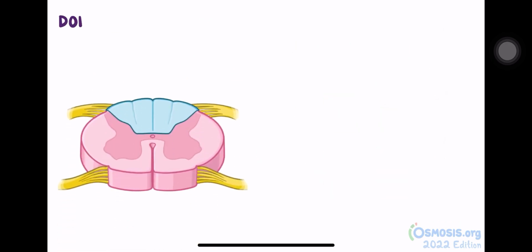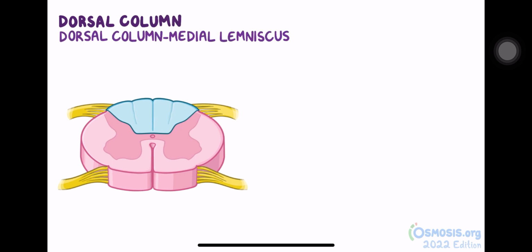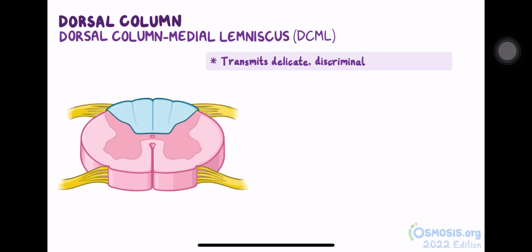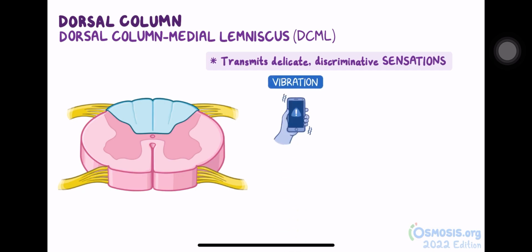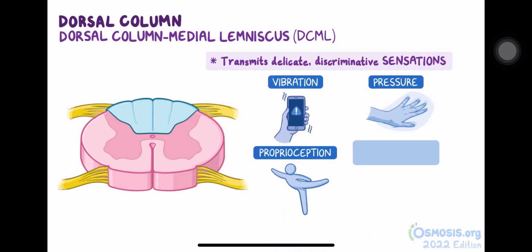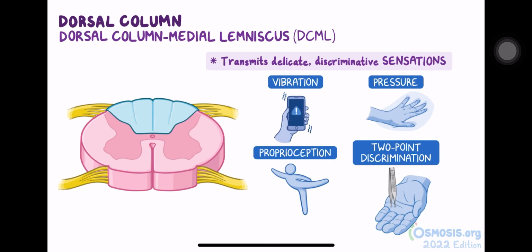Let's take a deep dive into ascending tracts, starting with the dorsal column, known fully as the dorsal column medial lemniscus, or DCML, pathway. This is a sensory pathway that transmits delicate, discriminative sensations like vibration, pressure, proprioception, and two-point discrimination, which is the ability to tell if two different points on your body are being touched at the same time.